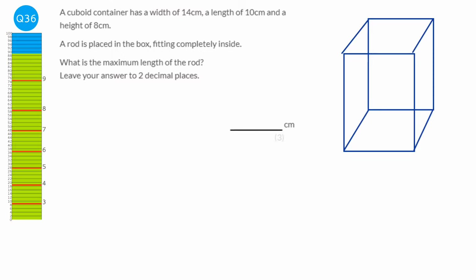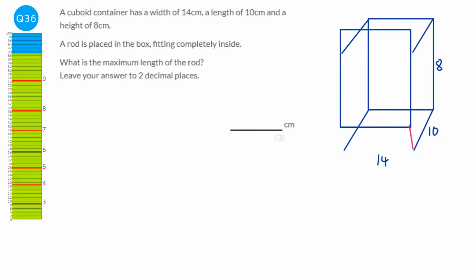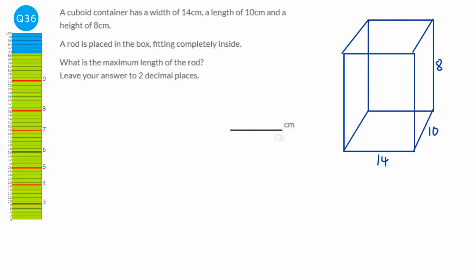And so the lengths on the cuboid, it says, are 14, 10, and 8. Doesn't matter which way around. Now the longest part of the cuboid will be the diagonal across it. So if I just show a diagonal there, and it doesn't really matter which one we pick. I could pick this one here, go diagonal like that. They're all the same length, all the diagonals across. So the rod will be, if it's the maximum length of the rod, it will be along this diagonal.